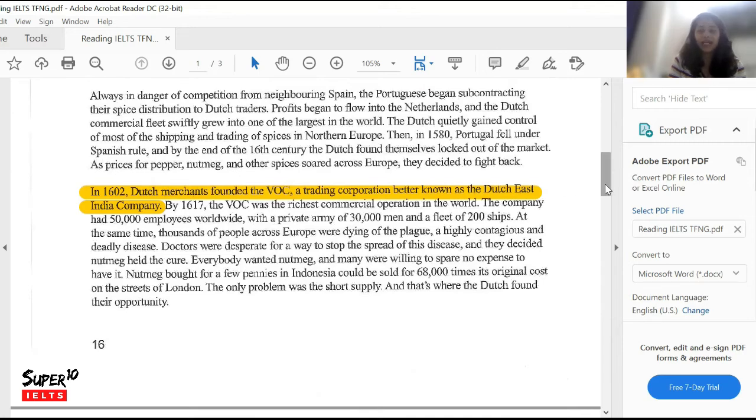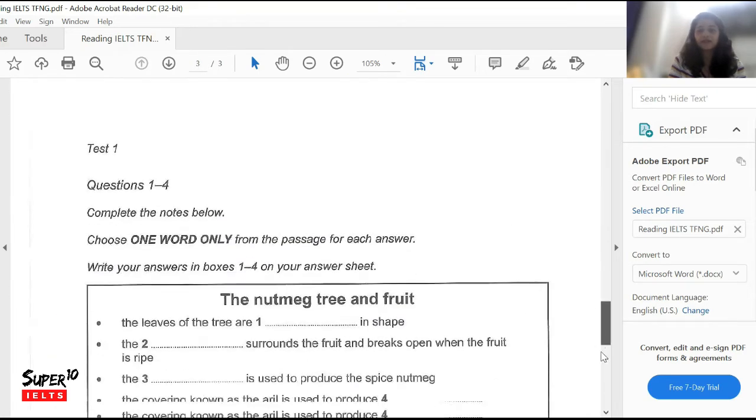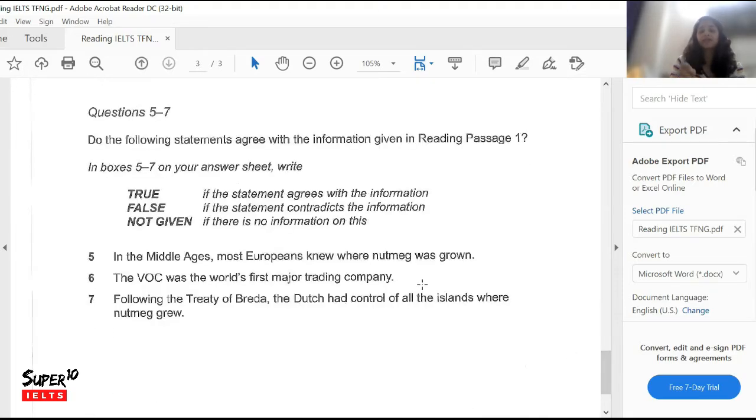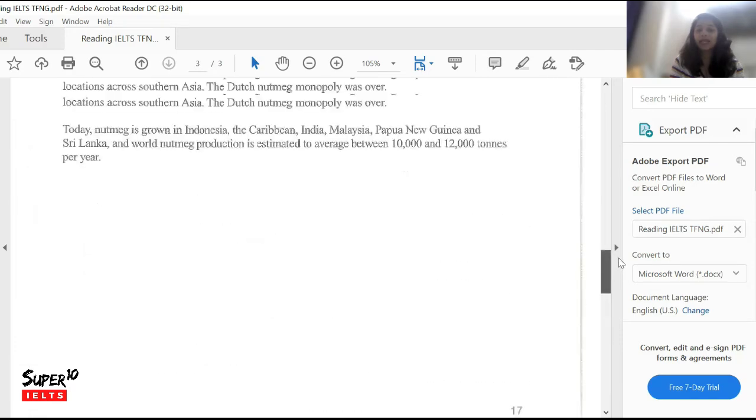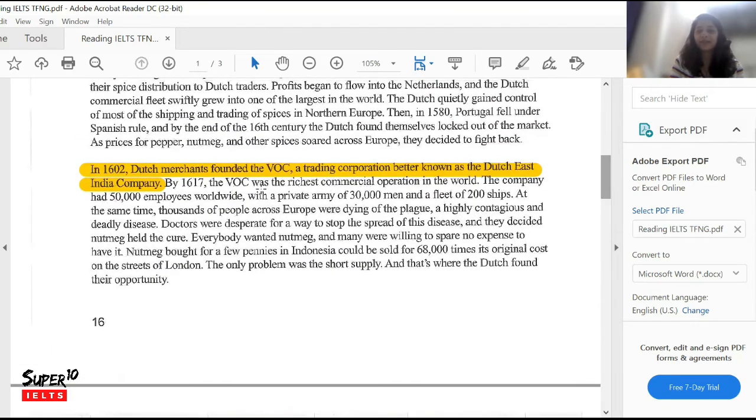Now, if we understand the question, first of all, we always have to understand the question. The VOC was the world's first major trading company. It says first, it says major, it says trading, it says company. You have to focus on each and every word. You can't just skim it. It is not a question in which you require skimming. You have to pay attention to each and every word that has been said in the question. So once I understand the statement that the VOC was the world's first major trading company, I have to go back and understand what this statement is saying.